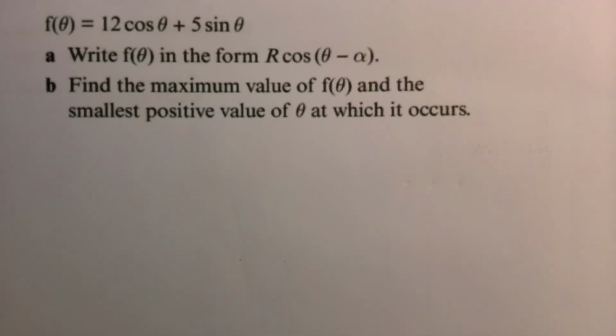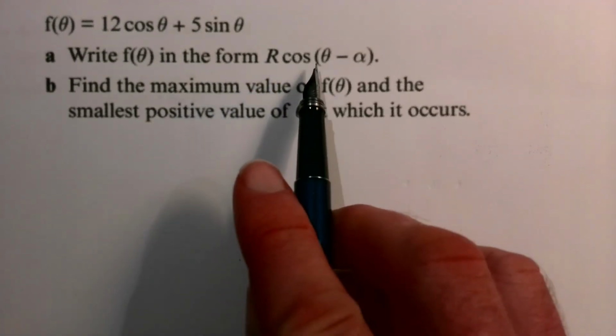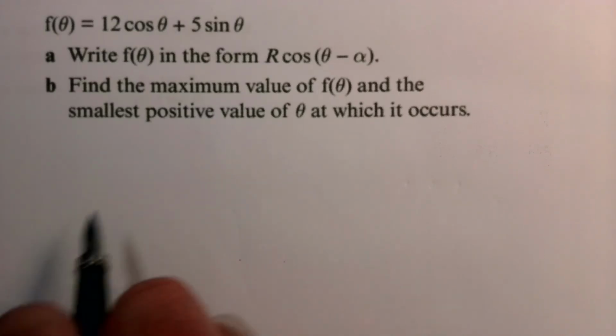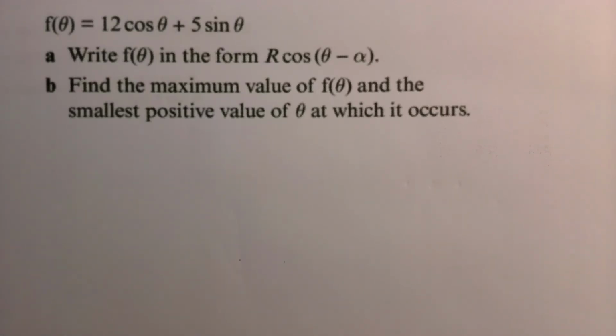Okay, last problem before I give you some of the exercise to have a crack at. So same thing going on. The function is that they want it in the form cos minus alpha, so that tells you what you're going to put first. See if you can find the maximum value of the function of theta and the smallest positive value at which it occurs. So let's do part A first. Pause the video, have a go.